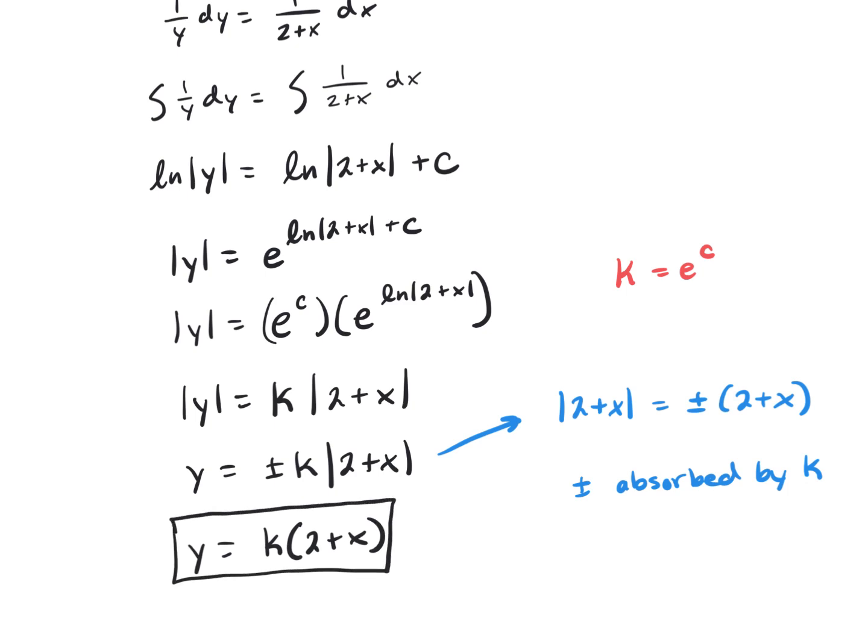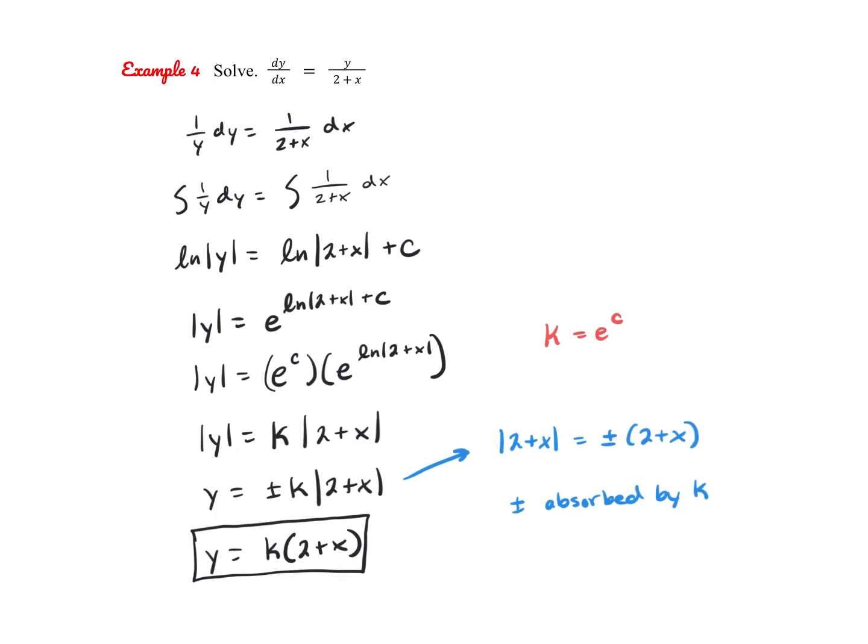So definitely a little bit different. The solving is a little bit tricky, and then understanding that all of these different things that we're working with, this e to the c and different absolute values, can all just be represented by a single constant, which we'll just call k.